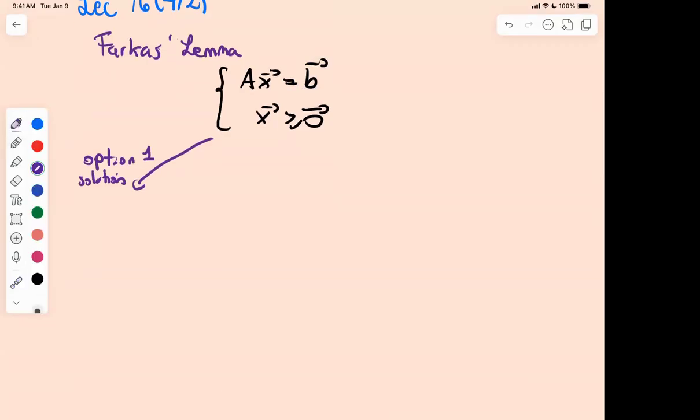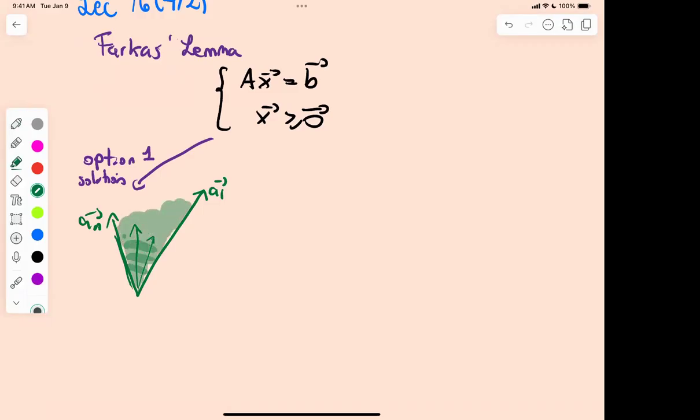And what that looked like is that the vector b was in the cone of the columns of A. So again, just to draw the cone, you had the cone here, and then b is part of the cone. So that's what it means geometrically to say that this equation together with x being non-negative has a solution. Okay. And option two was this separation condition, which is that you can separate if there's no solution to the system.